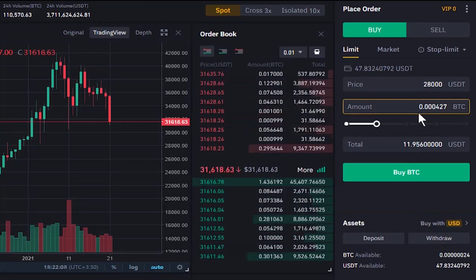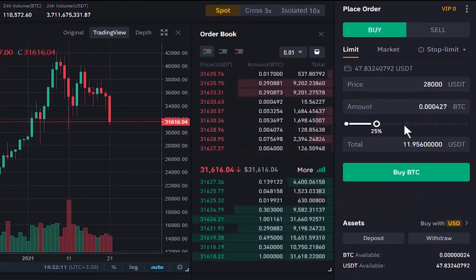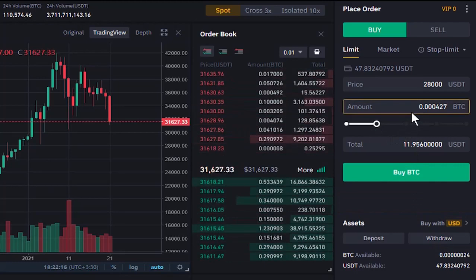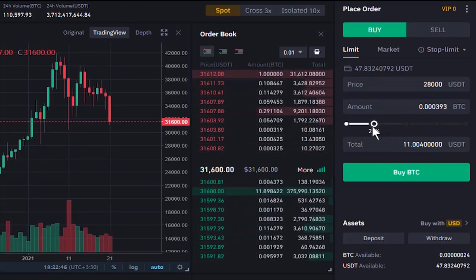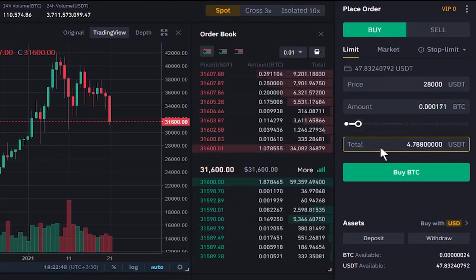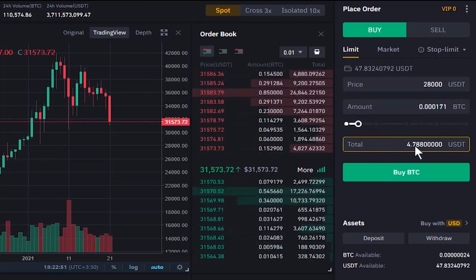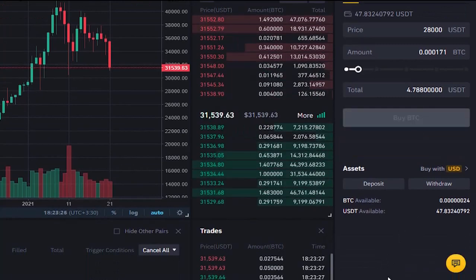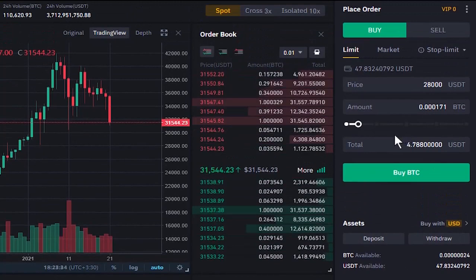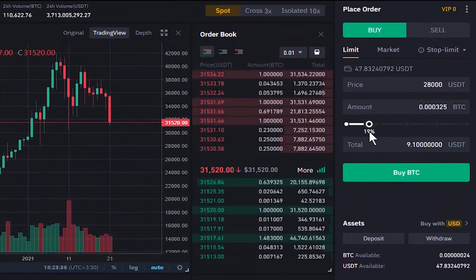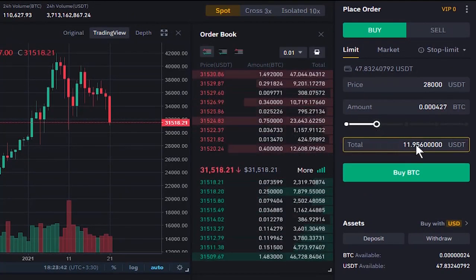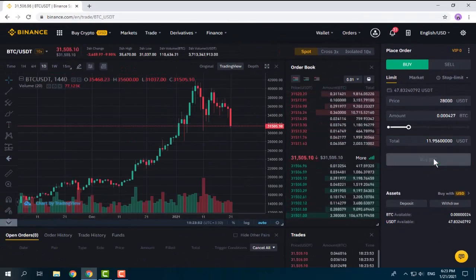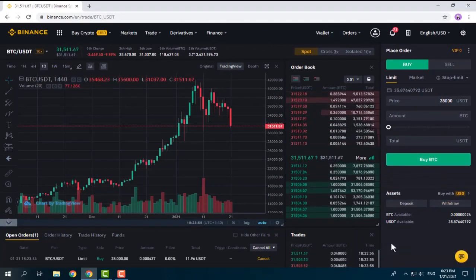And one thing I forgot to say about market orders is that the minimum order amount that you can place in Binance is 10 Tether. For example, if I make my order less than $10, as you can see here, and I click on buy BTC, the order fails and it says total value must be at least 10. By making it 25% again, which makes the total amount above 10, and clicking buy BTC, the order is successfully placed.